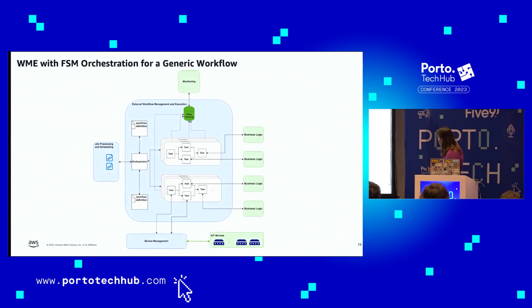So if we look at our previous architecture, a generic workflow with this would be like this, right? You have your topical processing and scheduling, you have an orchestrator, and multiple workflow definitions which are separated, and then here is your state machine. Your state machine is defined in the workflow definition and instantiated by your orchestrator, and you get one per instance of your state machine. And again, each of the tasks can interact with different pieces of business logic, including the device management component that can interact with your IoT devices.